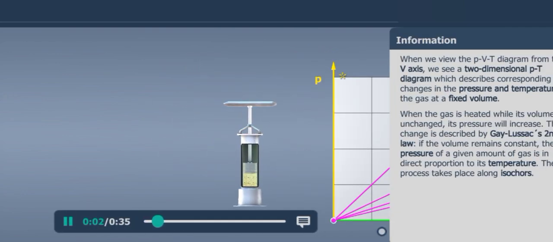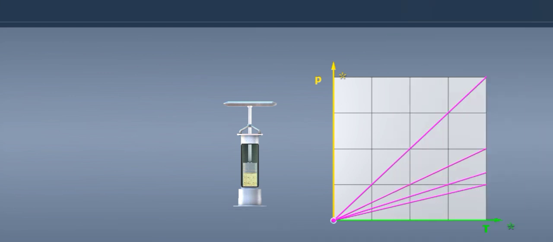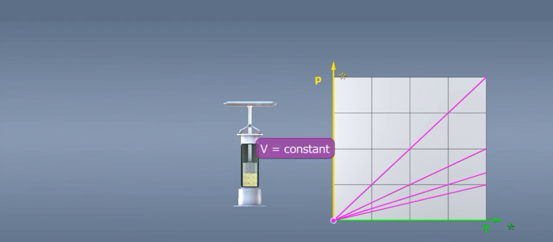When we view the PVT diagram from the v-axis, we see a two-dimensional PT diagram which describes corresponding changes in the pressure and temperature of the gas at a fixed volume. When the gas is heated, while its volume is unchanged, its pressure will increase.